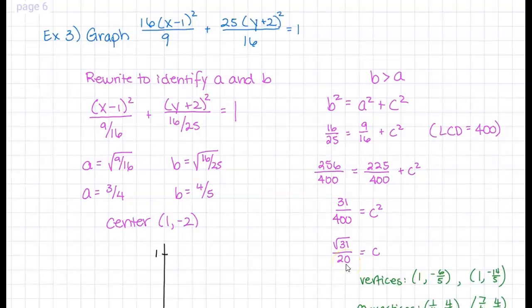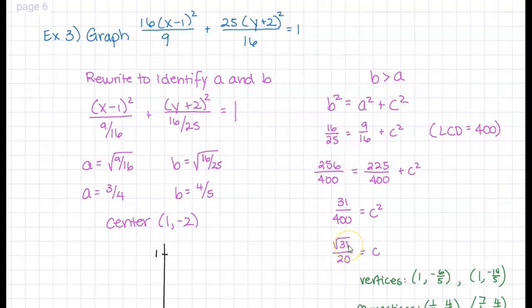So now let's just think about this for a second when we go to plot the points. Plotting 3/4 and 4/5 isn't going to be so bad. You can think about the decimals 0.75 and 0.8 if you want for approximating where to plot those points. But what about this one? What is the square root of 31 over 20?